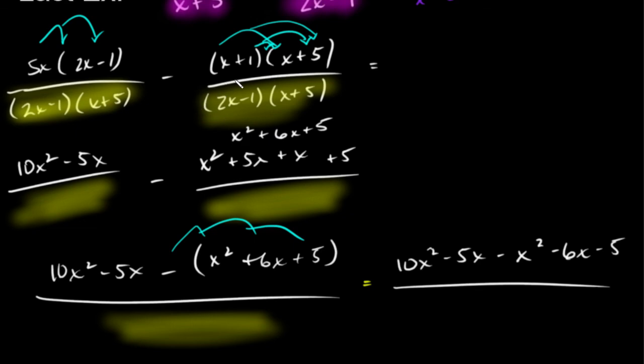So, this is over 2x minus 1 times x plus 5. And so we combine the numerator by combining like terms. So 10x squared minus 1x squared is 9x squared. And then minus 5x minus 6x is minus 11x minus 5. Now, is this factorable? It might be.